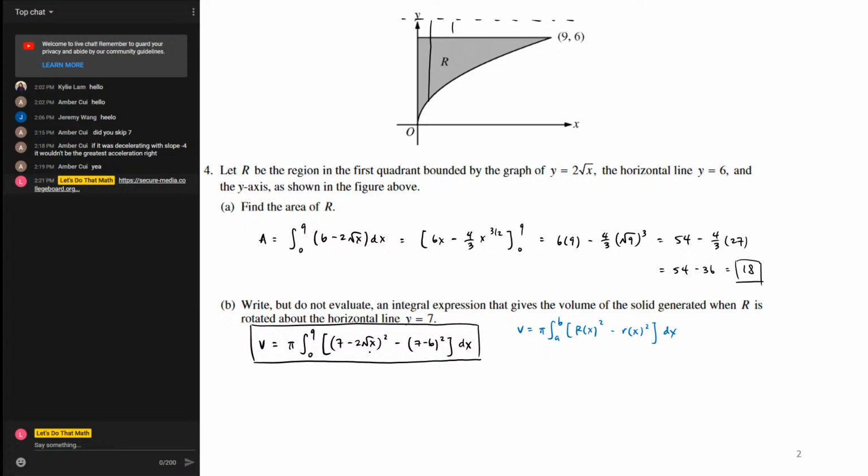But if you were to integrate this, all you would have to do is just expand this. And then you can integrate each term separately. All right, then we have part C.